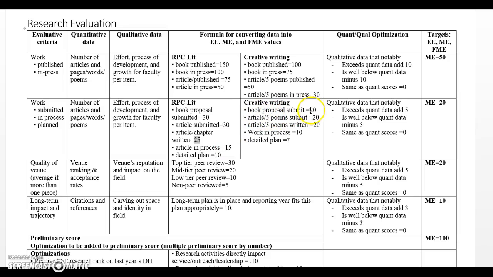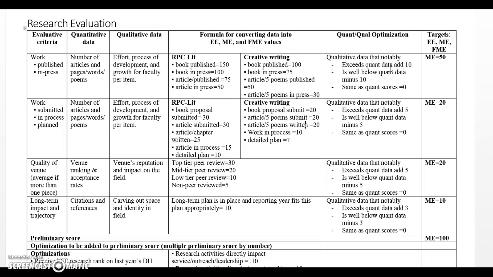So the creative writing, I try to do the numbers here. Creative writers, please help me with that. That's tough. But then, as you see, the points go across here. Meet expectations is 50 for published. Meet expectations is 20 for in press. There is a qualitative quant optimization, just like in the previous ones.